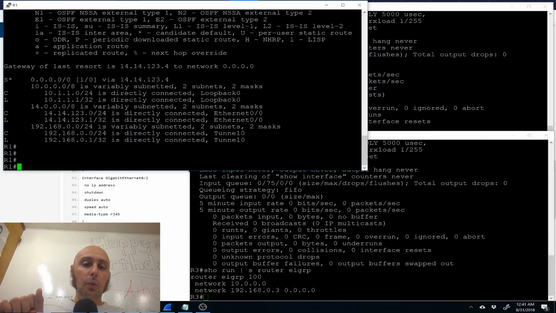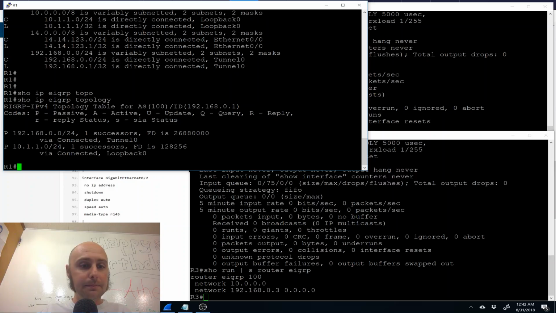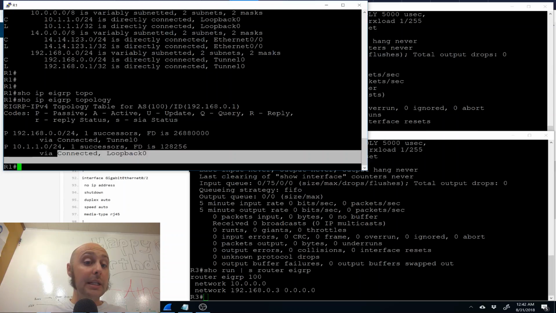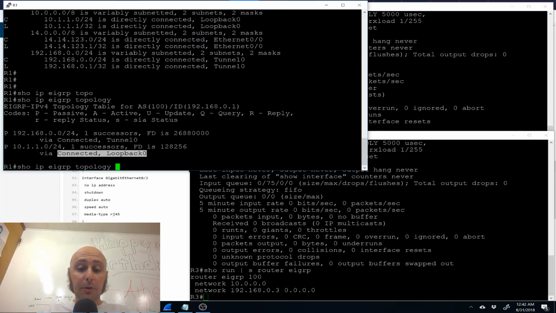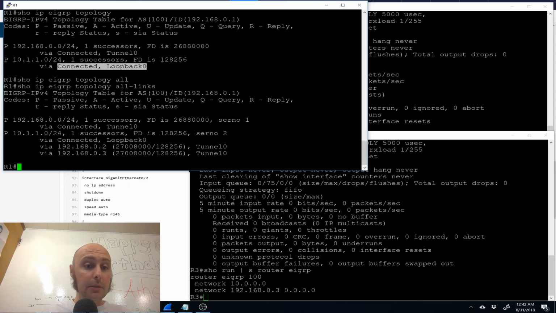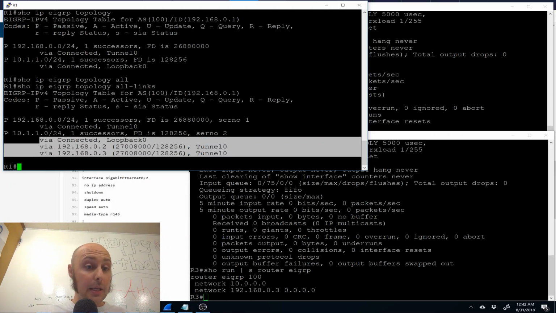But we are actually learning this via EIGRP. I wanted to show that because here's a troubleshooting step that I couldn't get across over Twitter properly. Show IP EIGRP topology. It's showing the 10.1.1.0/24 network via connected. But if we up arrow and we throw in all links, we see that we're actually learning this network via two neighbors and via connected.